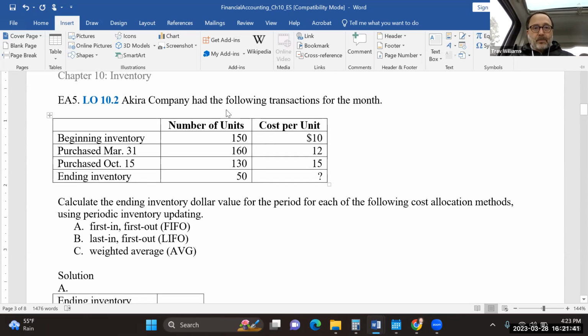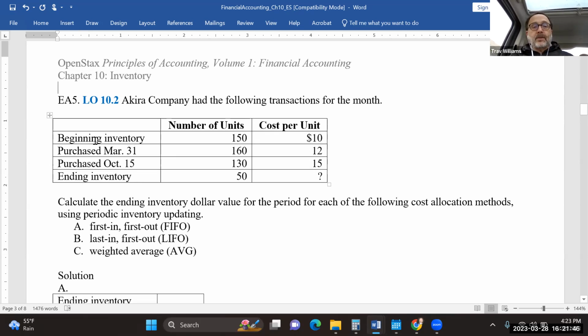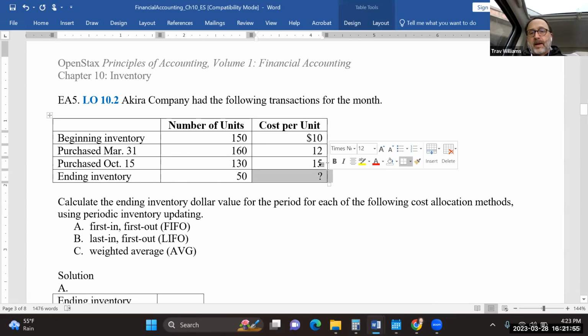Number 5. So here are the company's transactions. Again, they've got some beginning inventory plus 2 different purchases. And we see their ending inventory. What we don't know is what's the value of that ending inventory. And we're going to figure that out using 3 different methods.